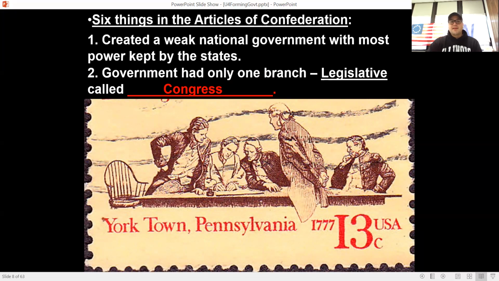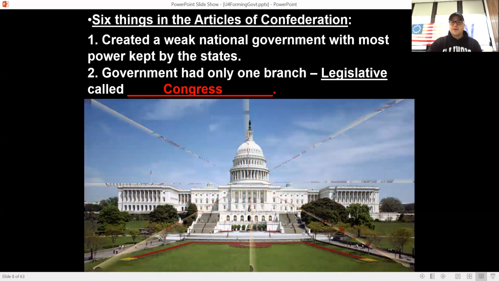The second item is that the government is only going to have one branch, called the legislative branch, which is a branch we have today, and which we call Congress. Congress today is made up of two separate houses. We have the House of Representatives, which is based off of population. Then you have the upper house, which is the Senate, in which all states get equal representation, 2 senators per state. The legislative branch is really going to focus on making laws, making treaties with foreign nations, forming a standing army, and issuing coins and money.